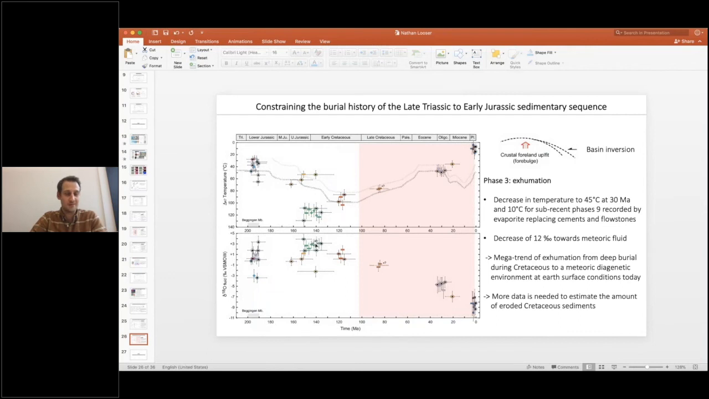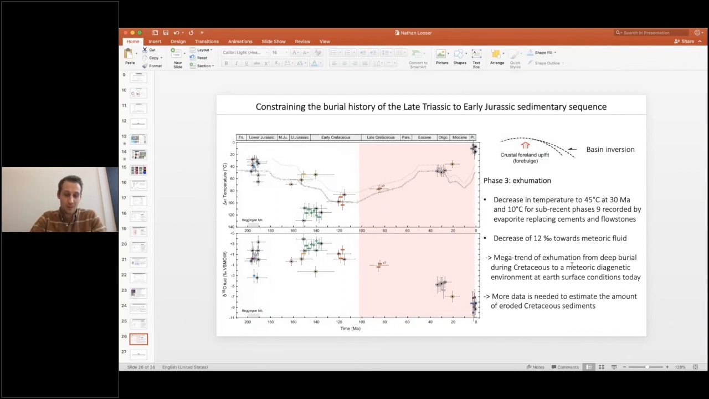We also see that this mega trend of exhumation comes with a decrease of 12 per mil in fluid. So here we were still not rock buffered enough of what we would expect, but we had fluids of around 3 per mil, and then we see, because of this exhumation, a decrease in the fluid, more influence of meteoric fluids to subrecent conditions today.